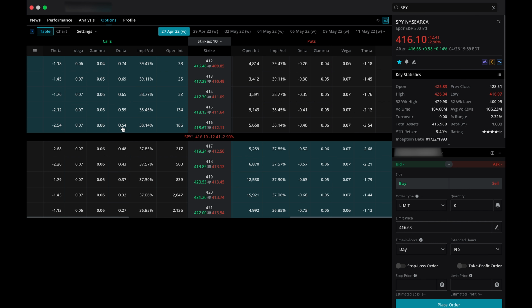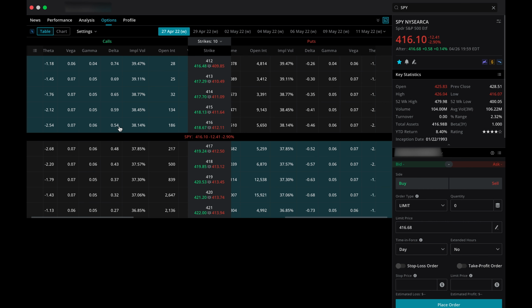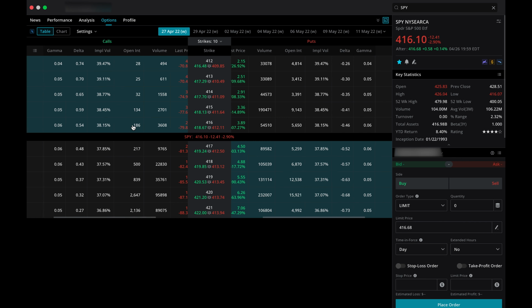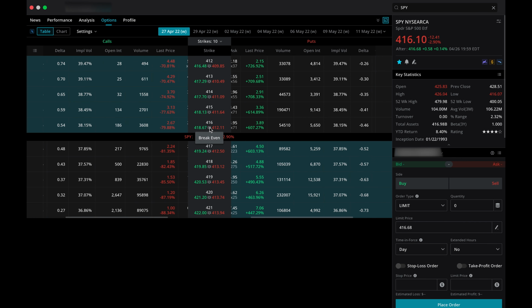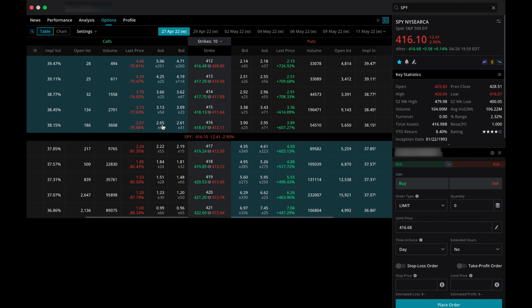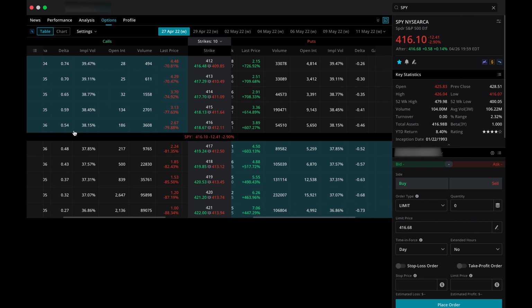But an easy one to use is delta. Delta shows how much the price of the option will change every dollar. So in this case, it's 0.54. So you times that by 100, which is $54 for this 416 contract. So every dollar movement that SPY has, this is going to fluctuate $54. So if SPY goes up to 417.10, then $54 is going to get added to this. There's some other factors that go into it as well, but that's a huge one.